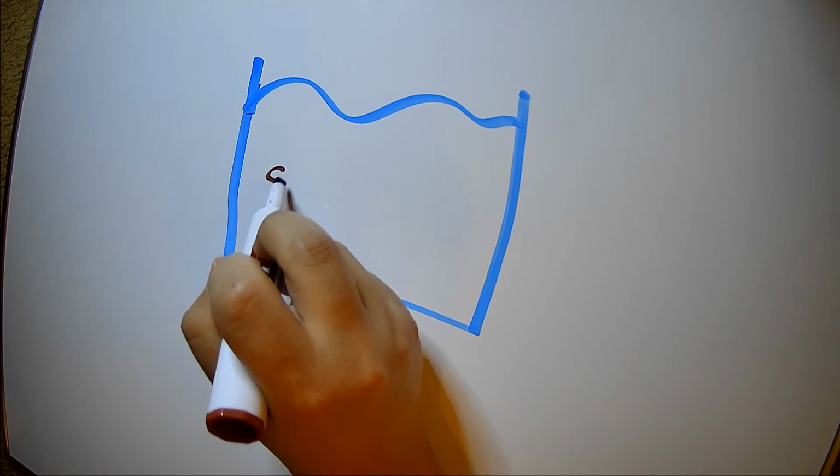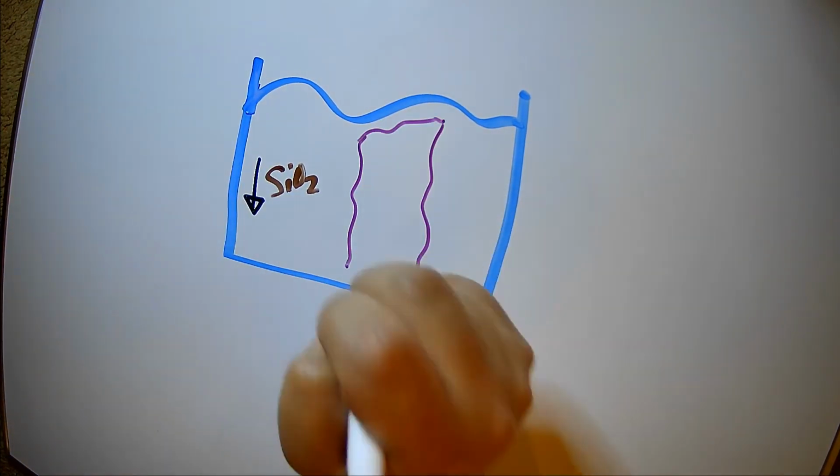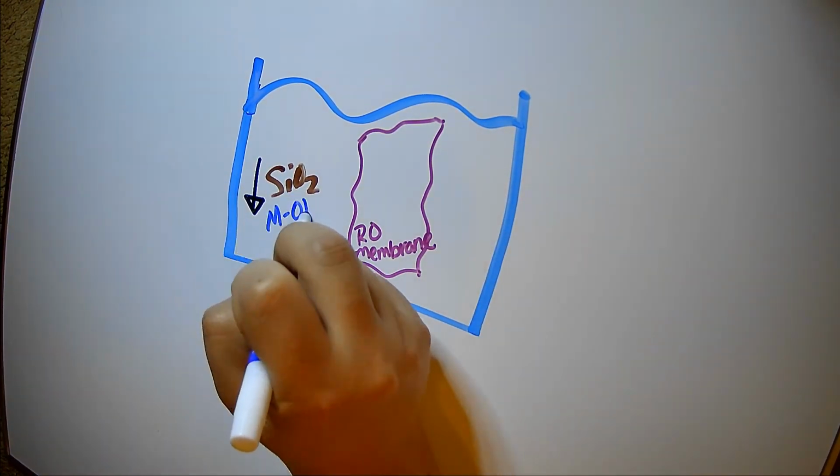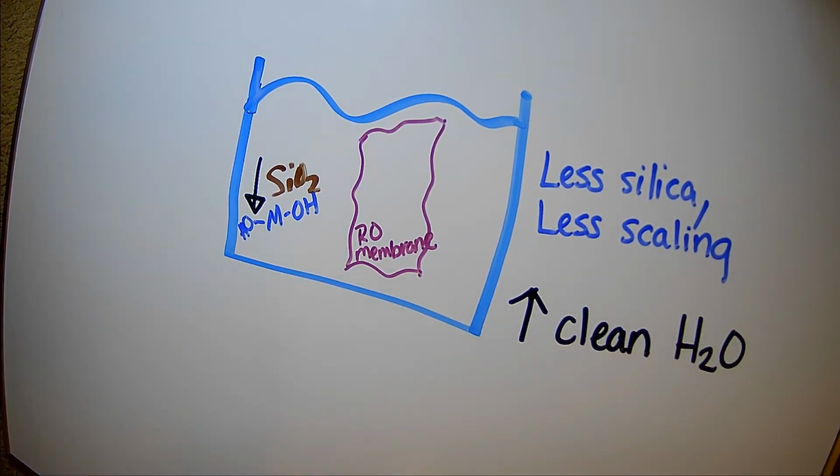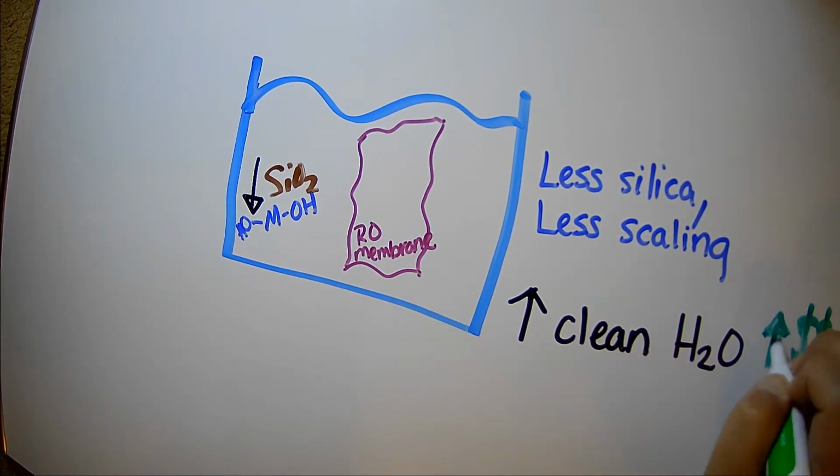Yay! The less scaling there is, the longer the membranes can be used. This brings down the cost of desalination and increases the water produced.